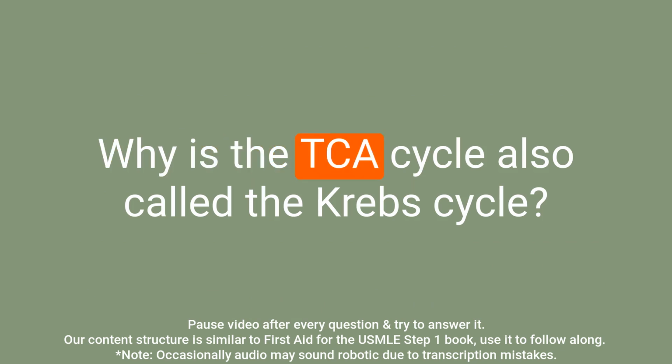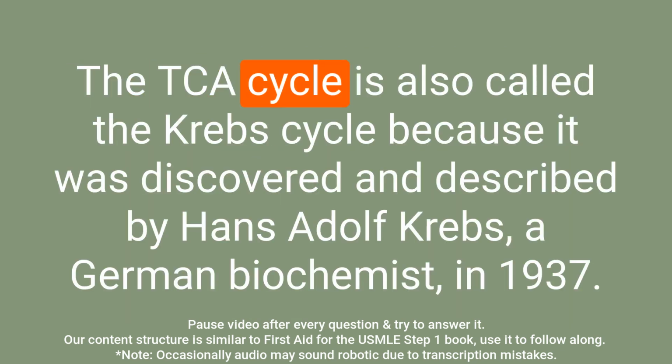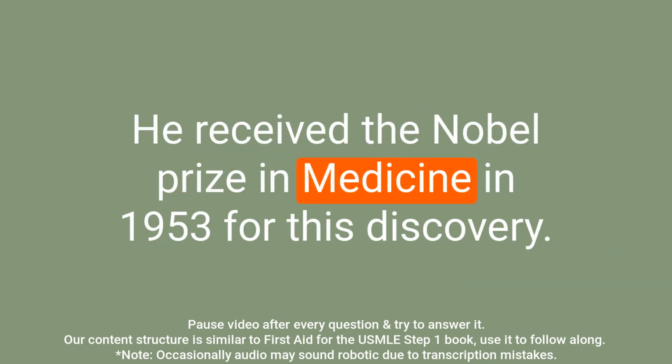Question: Why is the TCA cycle also called the Krebs cycle? Answer: The TCA cycle is also called the Krebs cycle because it was discovered and described by Hans Adolf Krebs, a German biochemist, in 1937. He received the Nobel Prize in Medicine in 1953 for this discovery.